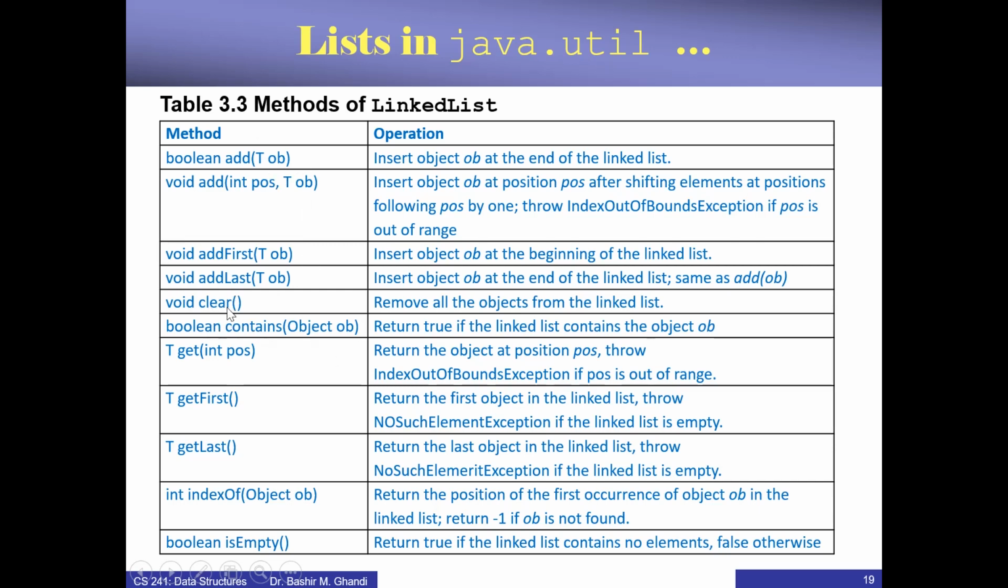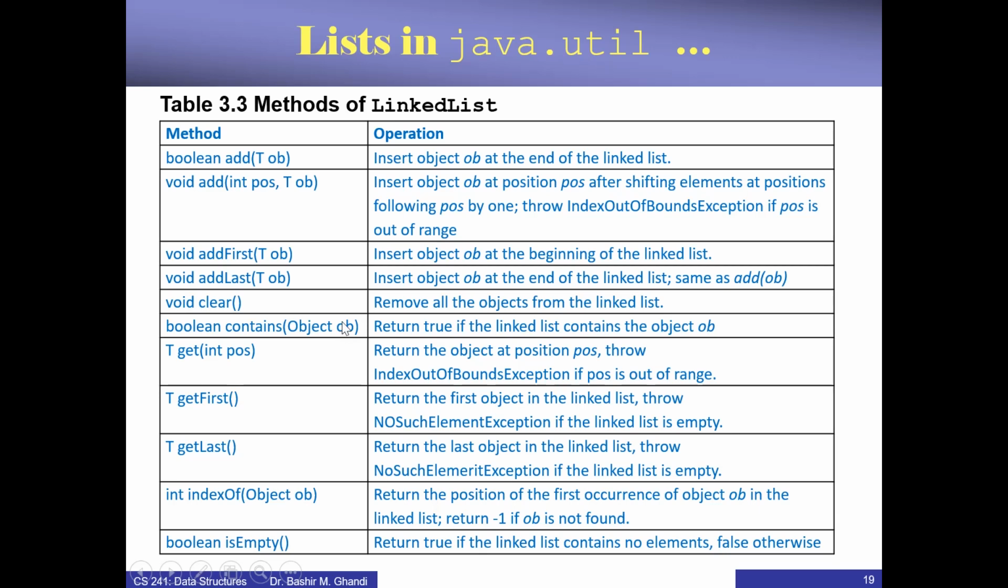We have clear method, exactly like our clear method in the DLL class. It will remove all the objects from the list. It will clear the list or empty the list. Then there is contains method, which is Boolean. Now this actually is not as useful as our find method, because this only tells you whether this given object is in the list or not. It doesn't return the content of the list.